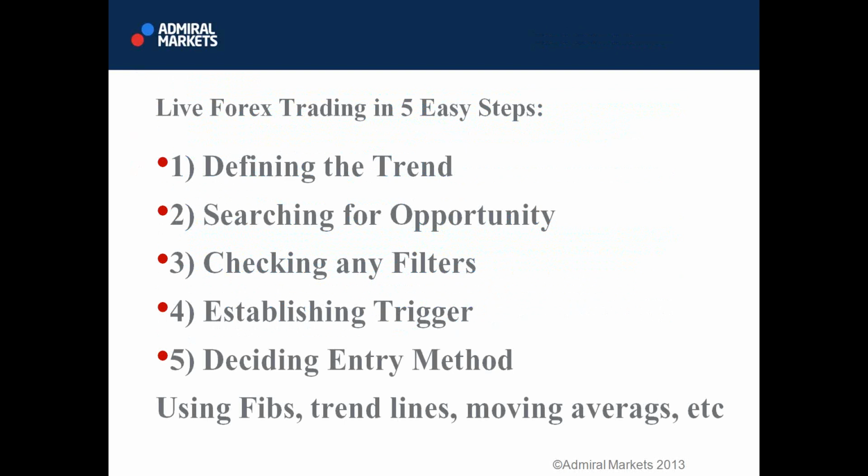First of all, you want to define the trend. Then you want to qualify what kind of opportunity we are looking for, for example, a pullback. Then what kind of filters are we checking? Is there a daily top or bottom close by, for example? The trigger, for example, could be a fib, but the entry itself could be, for example, a candlestick at the fib, which is then the entry method. The main tools will be fibs, trend lines, and moving averages.